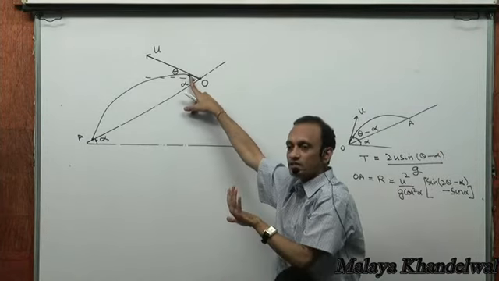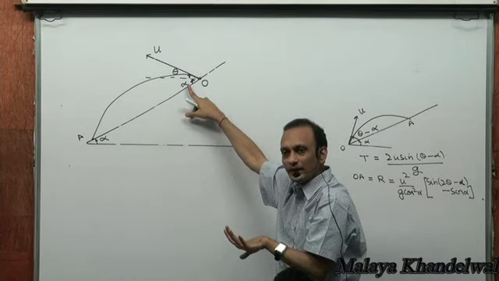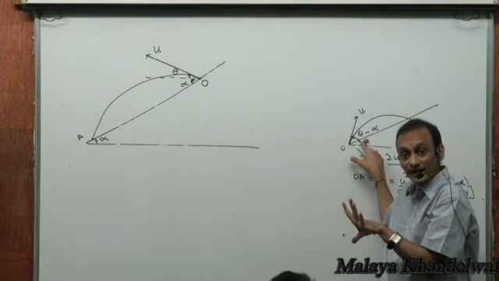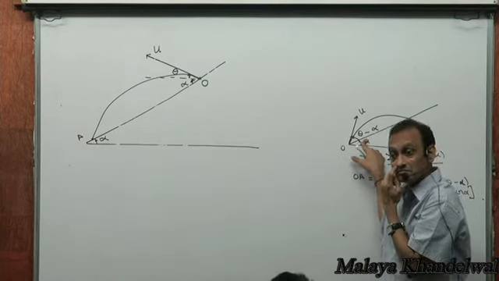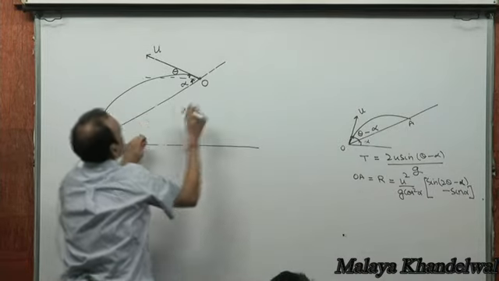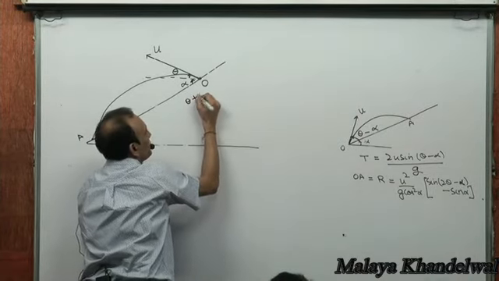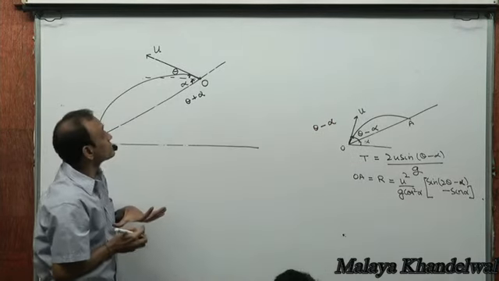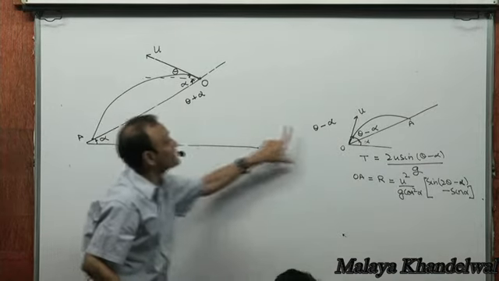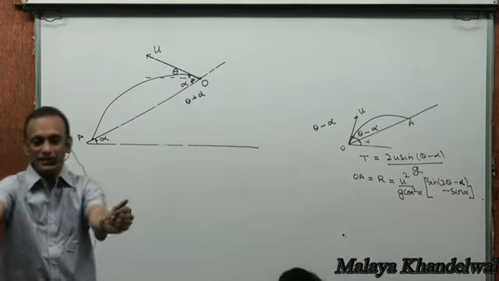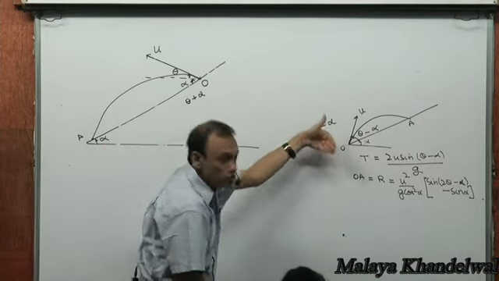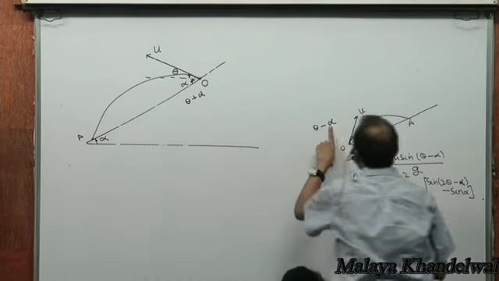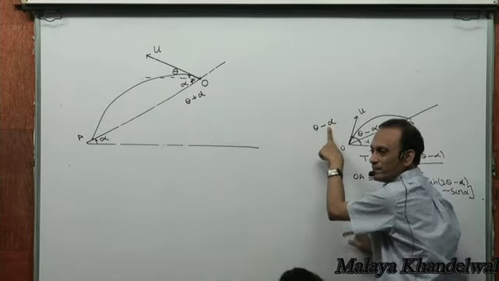Now, what then is the difference between this situation and this situation? In this case, u makes an angle theta plus alpha with the plane. In this case, u makes an angle theta minus alpha with the plane. That means when I go from this to this, essentially alpha has been replaced by minus alpha. Yes or no? When I migrate from this situation to this situation, alpha, if you replace by minus alpha, this will become theta plus alpha.